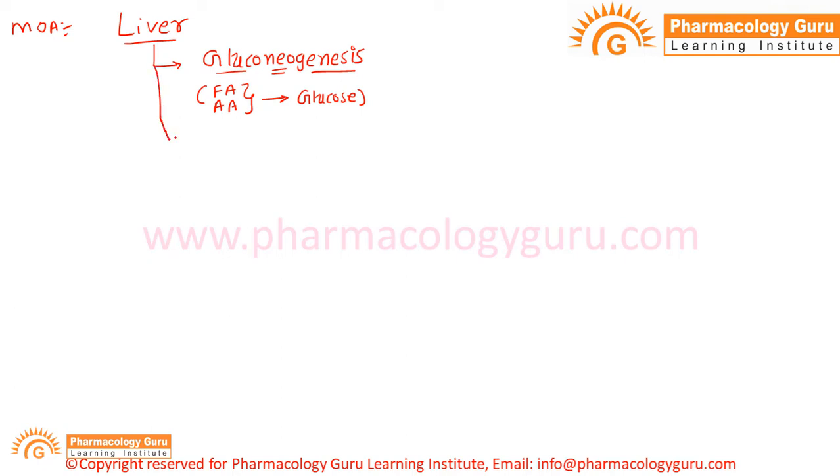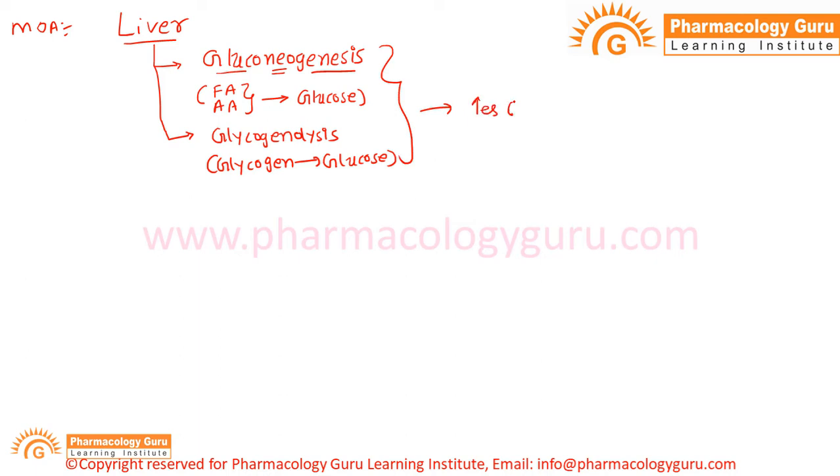And the other source of glucose is the process of glycogenolysis. So glycogenolysis means what? It is the breakdown of glycogen, and that glycogen is converted into glucose. So through these two mechanisms the glucose production is increased, and this is the reason why the blood glucose level is increased. So this is the one mechanism.